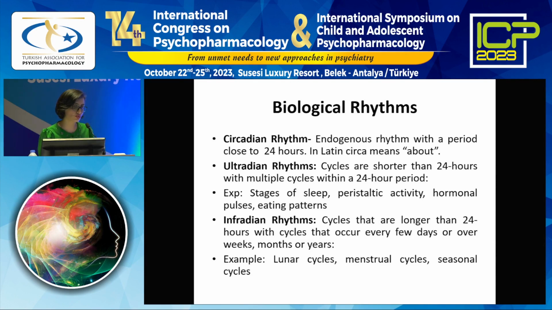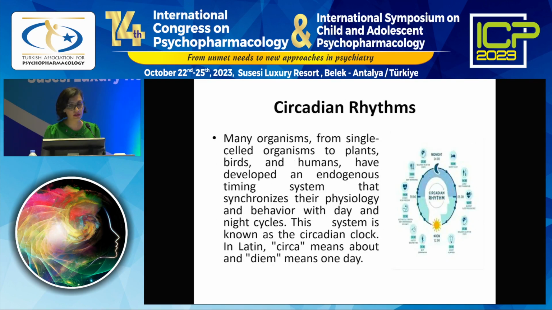effects. Of biological rhythms, we will be talking about circadian rhythms. Circadian rhythms are rhythms with a period of close to 24 hours. Ultradian rhythms are cycles shorter than 24 hours. For instance, stages of sleep are among them, as are peristaltic activity, hormonal pulses, and eating patterns. Infradian rhythms are cycles longer than 24 hours, and for instance, menstrual cycles are an example of this.